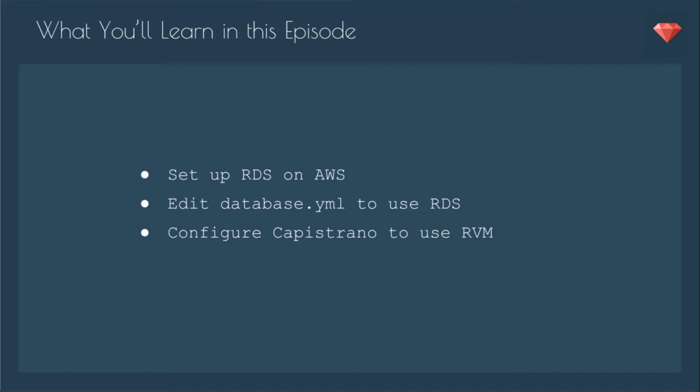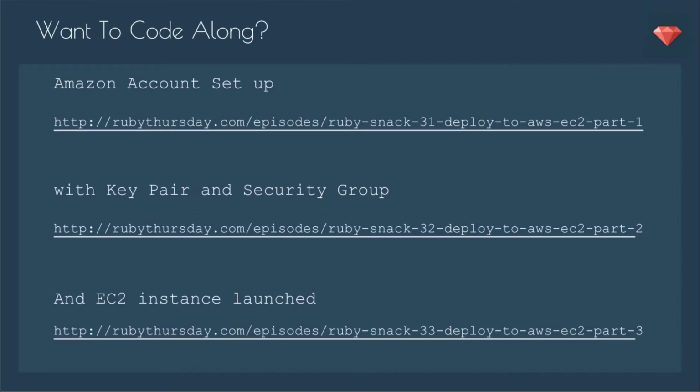In this episode, I'm going to link to several other RubySnacks that will take you all the way through the deployment process. It's very similar to deploying to DigitalOcean, so I'm just going to reference those. If you want to code along, you'll need to have an Amazon account set up, and we did that in RubySnack 31. You'll need a key pair and security group, so we did that in RubySnack 32. And you'll need your EC2 instance launched. And that we did in RubySnack 33.